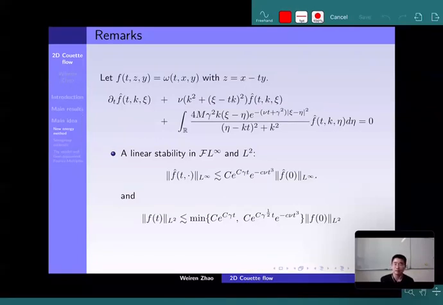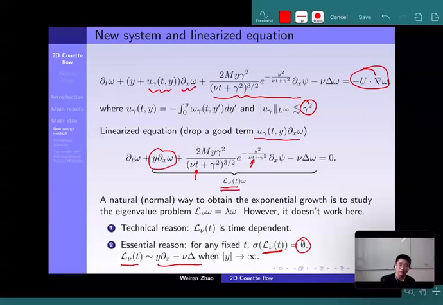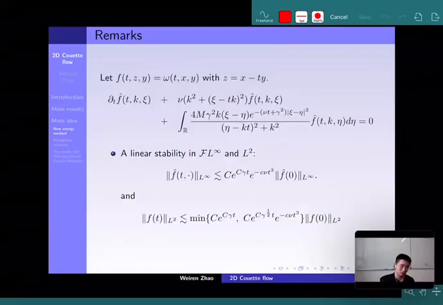Okay, the next thing is to introduce this change of coordinate. Because we have this y partial x term, we introduce this change of coordinate to absorb this term, and then we take the Fourier transform in both x and y, and we end up with this system.